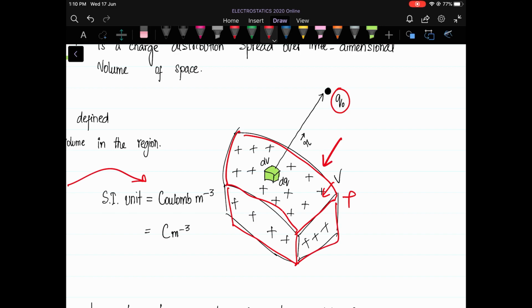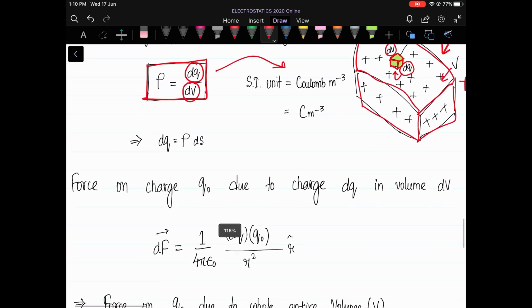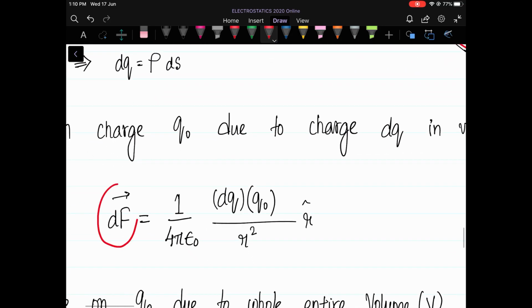In order to do that again, to be able to apply Coulomb's law, we are going to treat a very small volume inside this body where the volume is dV and the charge present in this volume will be dq. So I can write the charge present dq will be rho times of dV. Now if I apply Coulomb's law, I'm going to write the force between that small portion of charges and the charge q naught is given by this formula here.